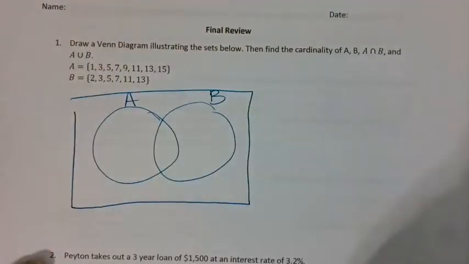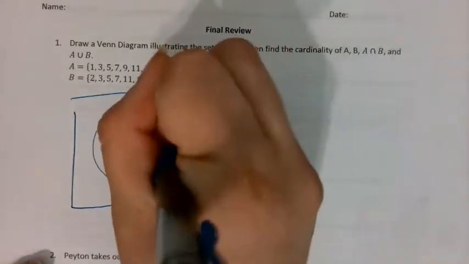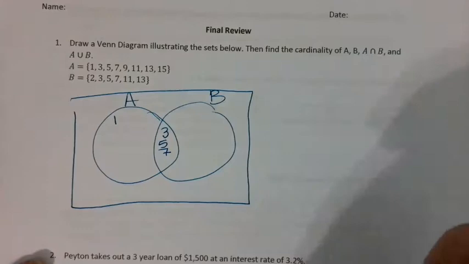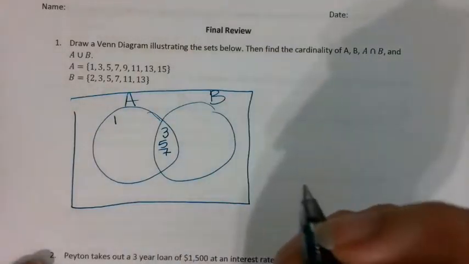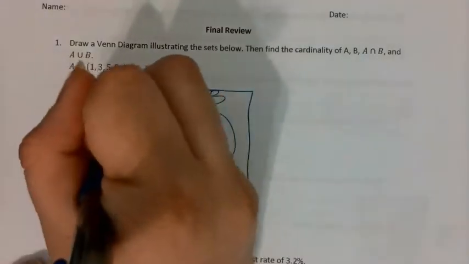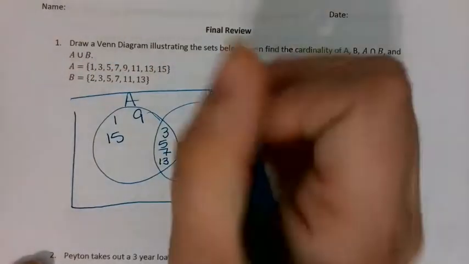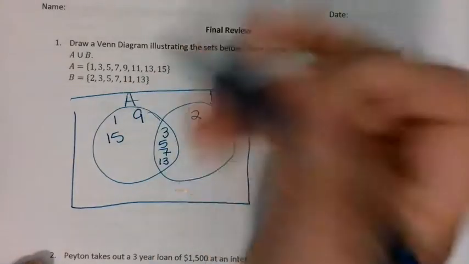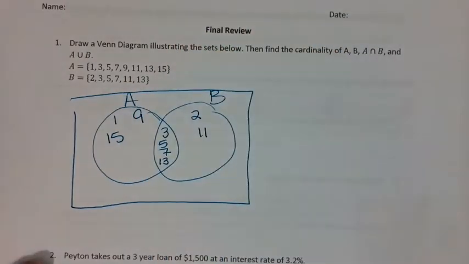I'm just going to work through the sets. So I have 1 in A, I have 3 in both sets, 5 in both sets, 7 in both sets, 9 is only in A, 13 is in both sets, 15 is only in A. Going over to B, I have 2, 3, 5, 7, 11. Okay.